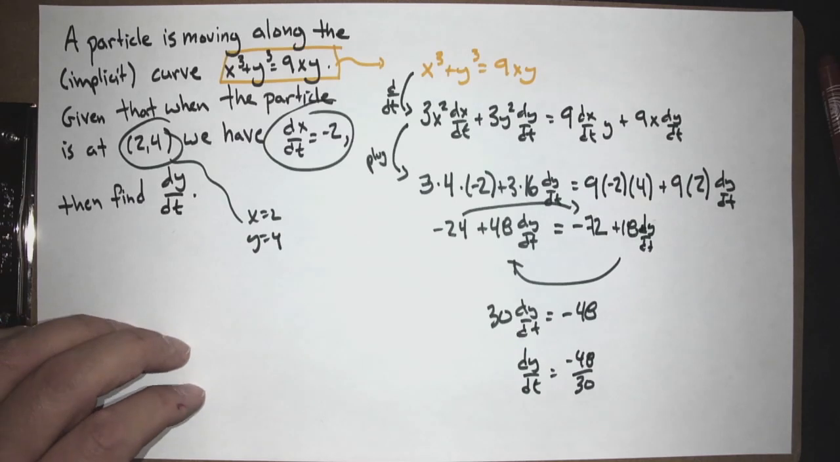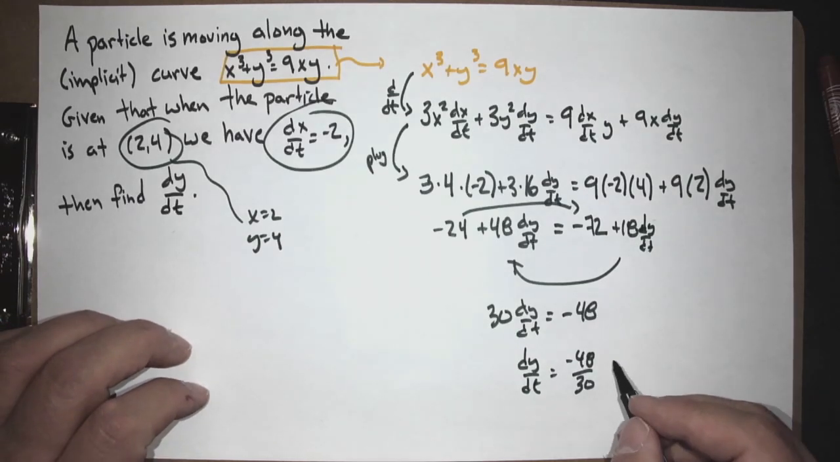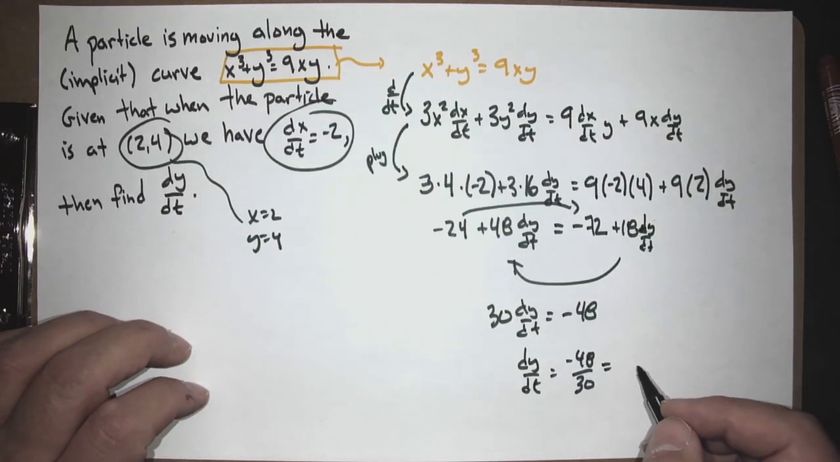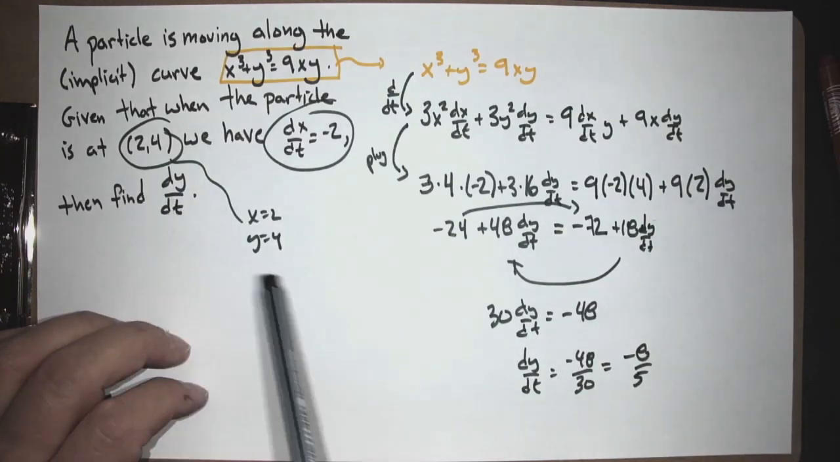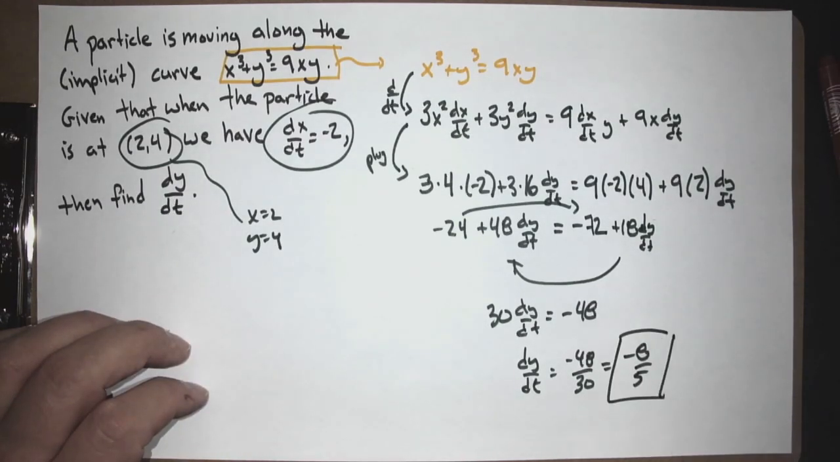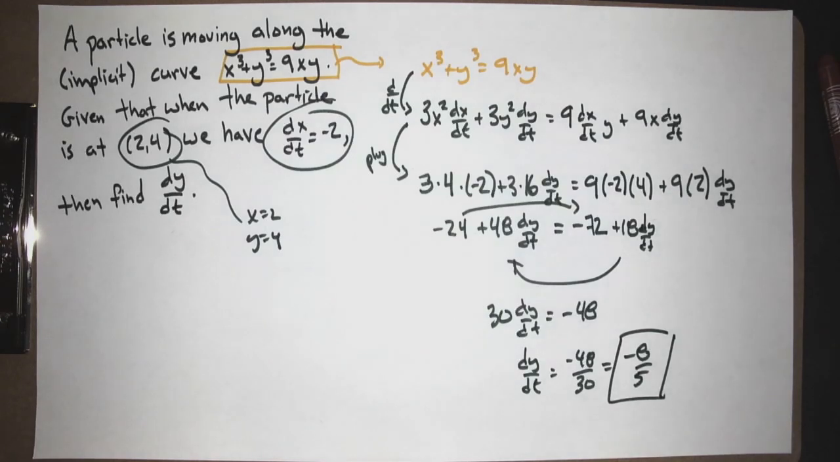We can see they have a factor of 6 in common. Can we do better than 6? I think 6 is probably as good as we can get. Negative 8 over 5. Do we have units here? No, they didn't tell us units. So we're done. All right.